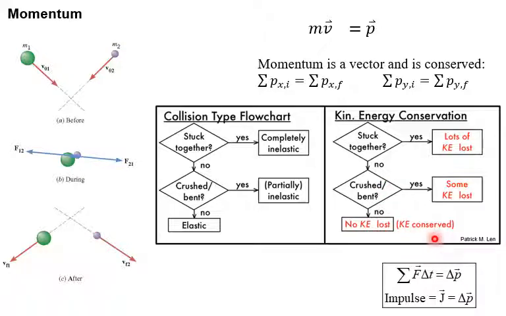Another thing to keep in mind here is the impulse. So when we apply some amount of force over some amount of time, that tells you what the change in momentum for that object is going to be. And we define that as the capital letter J.